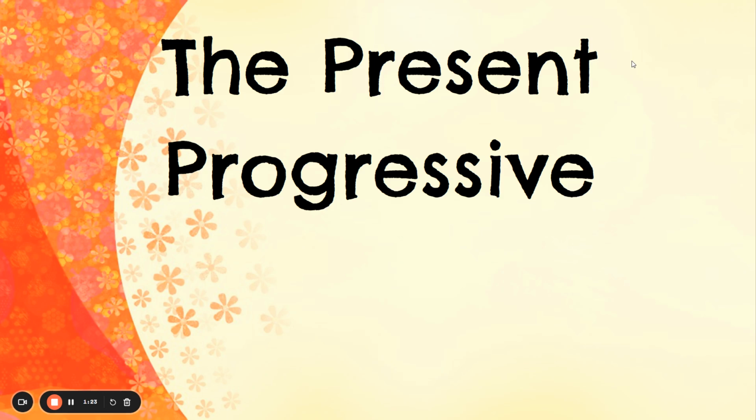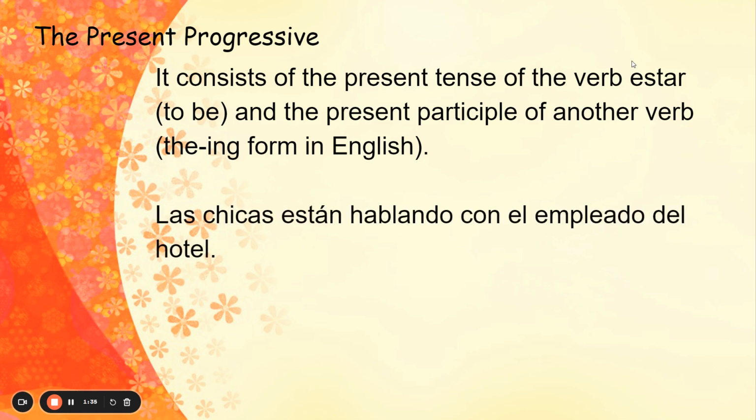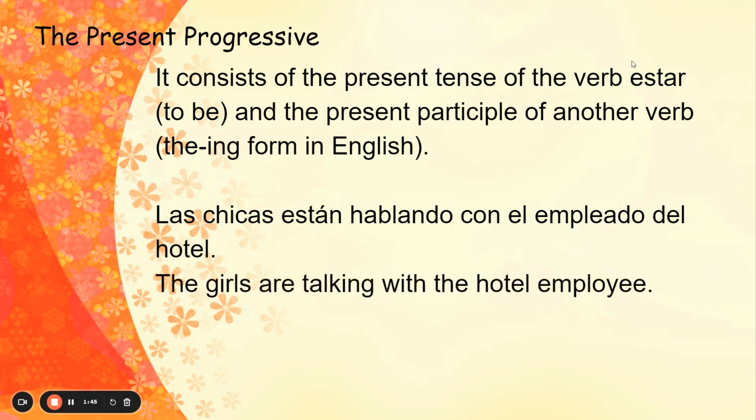The present progressive. It consists of the present tense of the verb estar, which means to be, and the present participle of another verb. It's the ing form in English. Las chicas están hablando con el empleado del hotel. So it has the están and then the hablando, which means the girls are talking with the hotel employee.